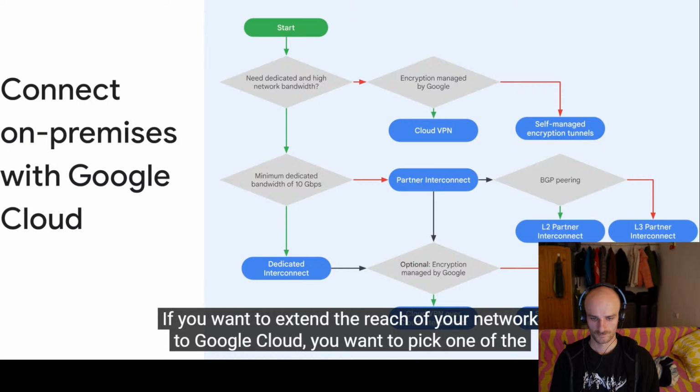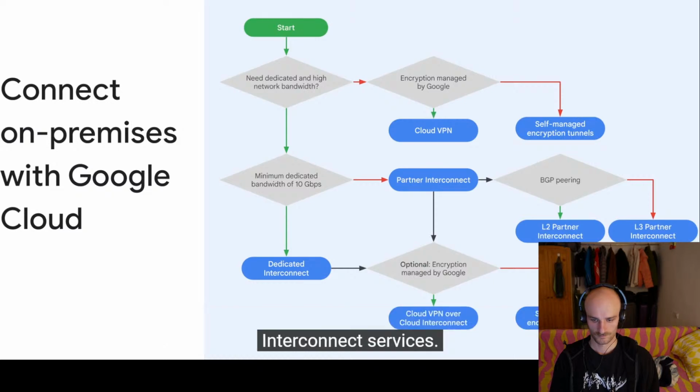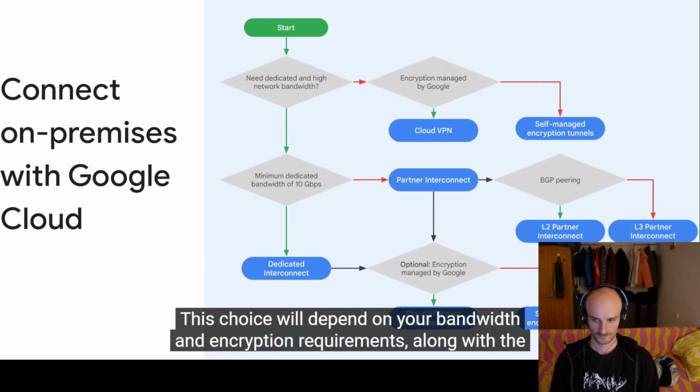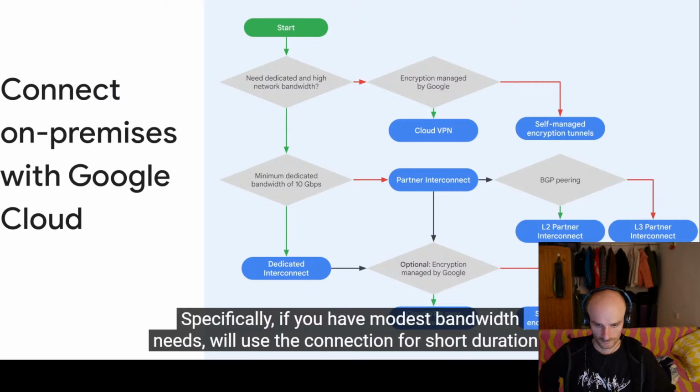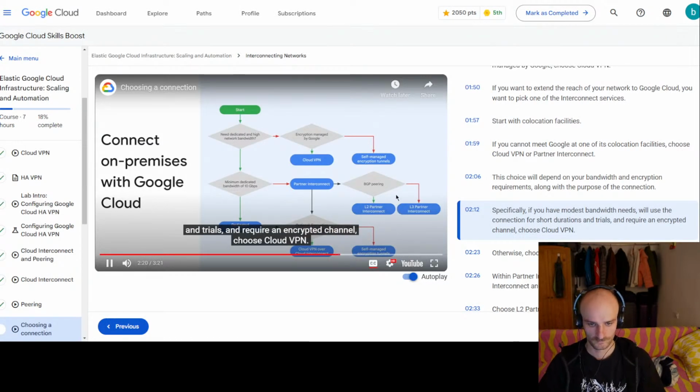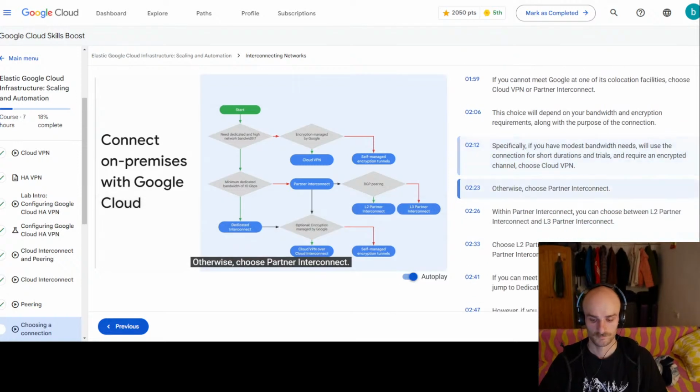If you want to extend the reach of your network to Google Cloud, you want to pick one of the interconnect services. Start with colocation facilities. If you cannot meet Google at one of its colocation facilities, choose Cloud VPN or Partner Interconnect. This choice will depend on your bandwidth and encryption requirements, along with the purpose of the connection. Specifically, if you have modest bandwidth needs, will use the connection for short durations and trials, and require an encrypted channel, choose Cloud VPN. Otherwise, choose Partner Interconnect.